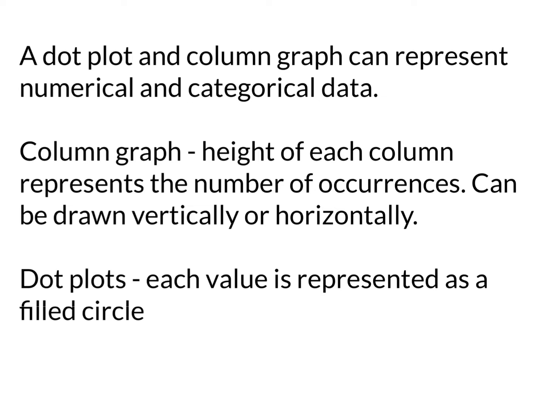So the first couple we're going to look at are column graphs and dot plots. And these can represent numerical and categorical data. So your column graph has a column for each, so the height of each column represents the number of occurrences. You can draw it vertically or horizontally. And there's a gap between each column. That's something you just need to be aware of. And with our dot plots, we just represent a dot for each value.